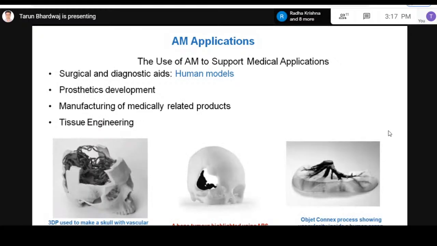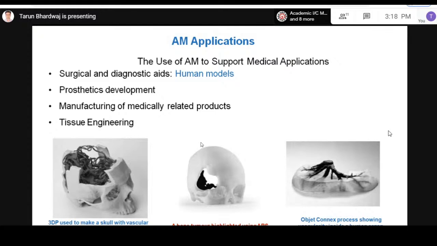as I have told, for 3D printing used to make a skull with vascular tracks in the dark color, or the bone tumor highlighted using ABS. If we have a bone tumor, then the doctor will remove that tumor and put a hydroxyapatite implant in your body. And the object connects process showing vascularity inside of human organs.